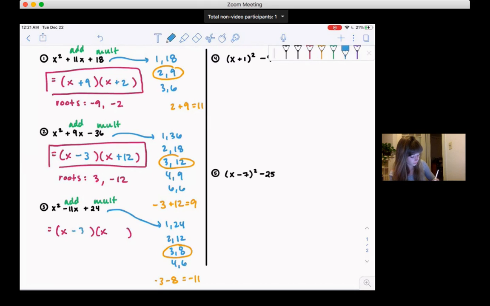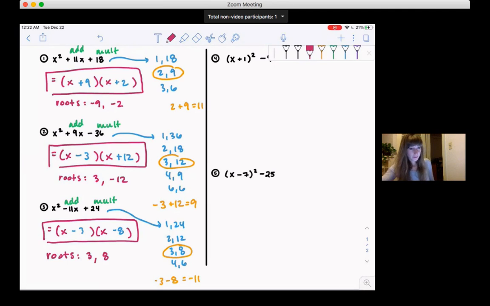So we would put -3 and -8 in our factors. We're now in factored form, so we're done. And then we can read off the roots by flipping the signs. So the roots would be a +3 and a +8.